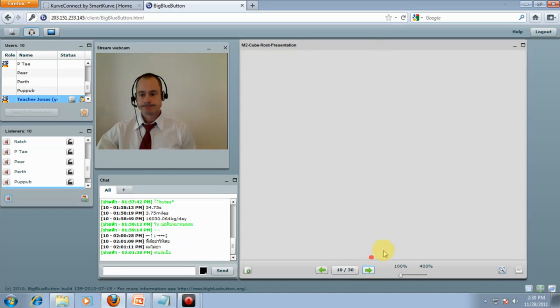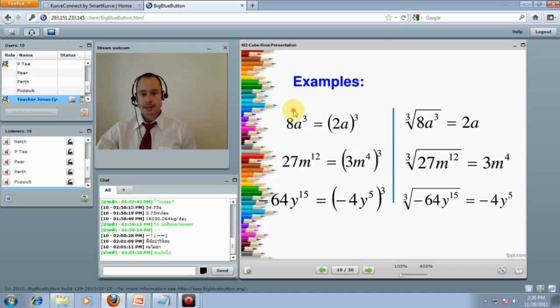And then of course you can have letters involved, and it's the same thing. In this case, 8a raised to the power of 3 is simplified as 2a, all raised to the power of 3. That means the cube root of 8a raised to the power of 3 is the same as 2a.